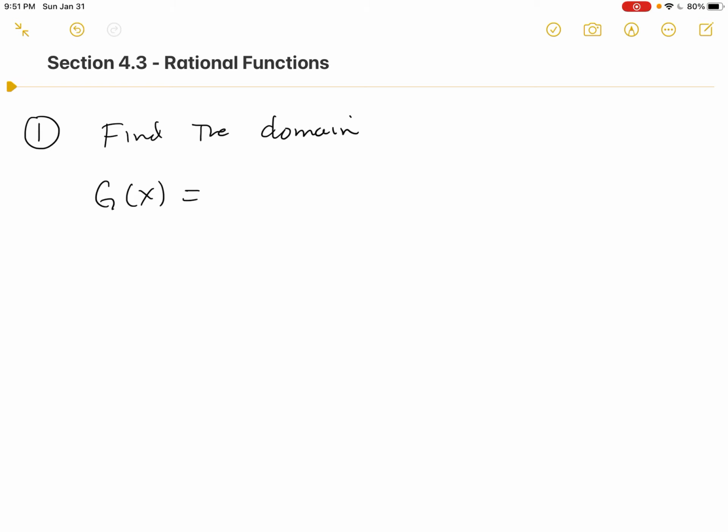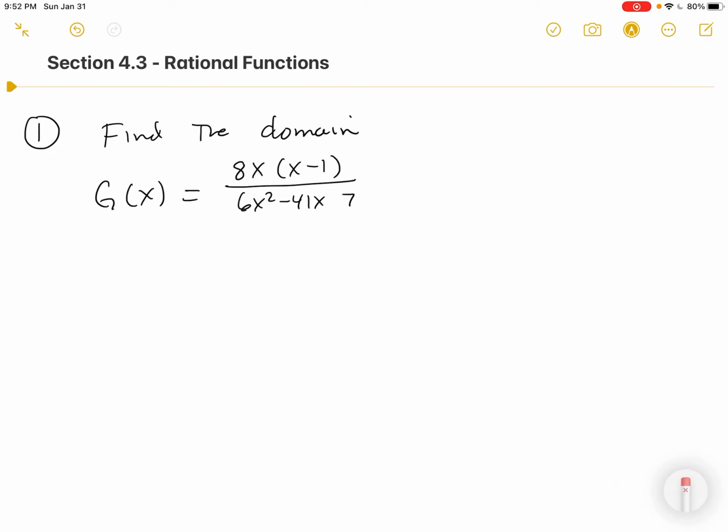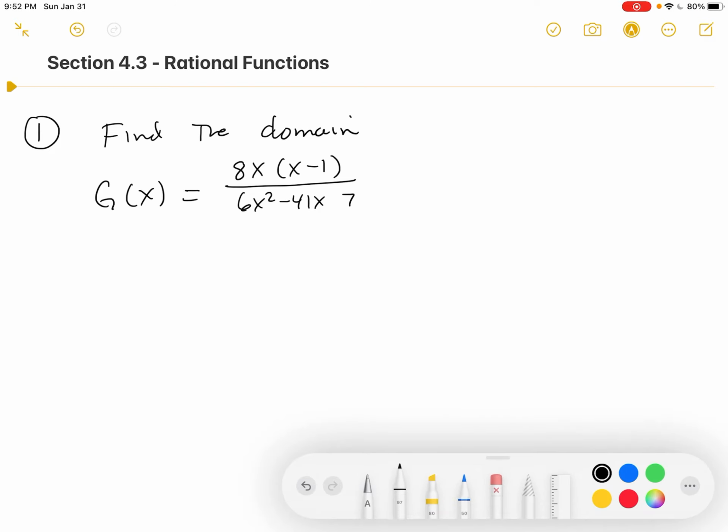And so in this problem that I saw in the homework, they left the bottom unfactored: 6x squared minus 41x plus 7. Oh, I apologize, it's not going to be plus 7. Let me fix that really quick. It's going to be a minus 7. So let me make that a minus.